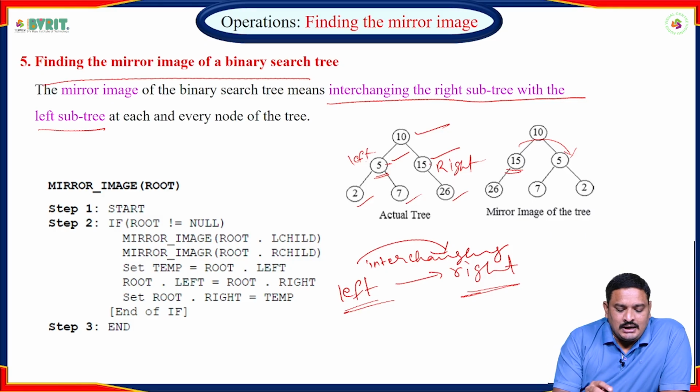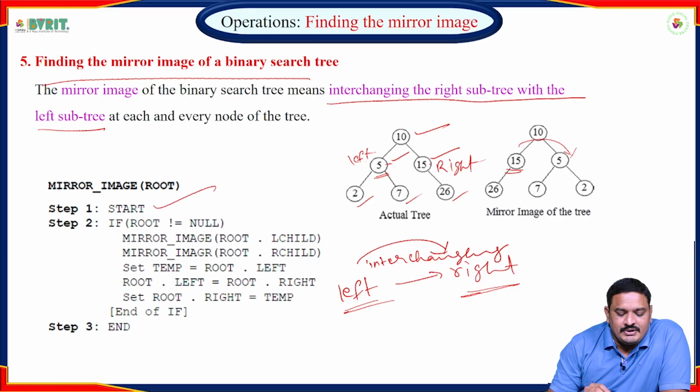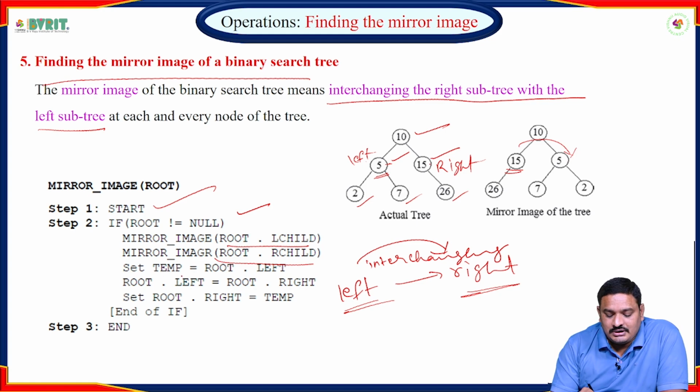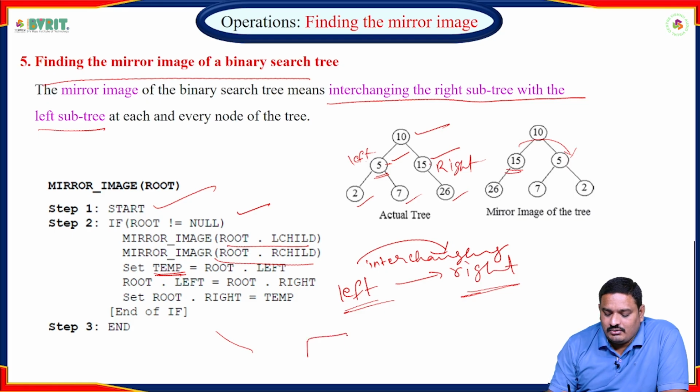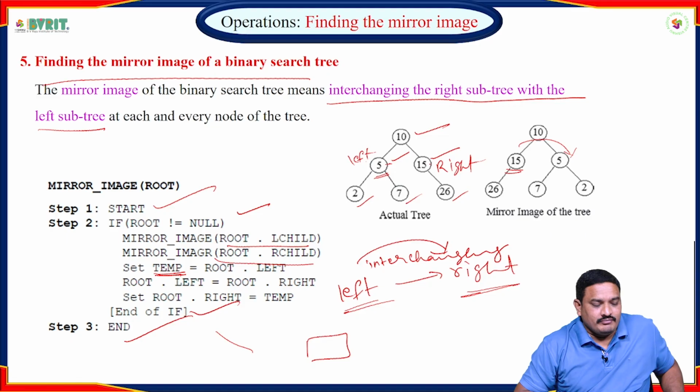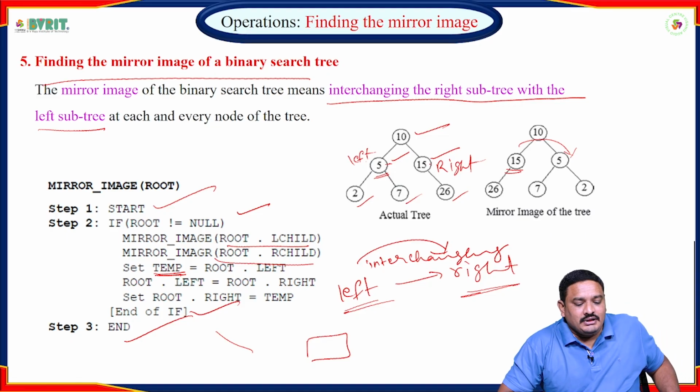This is the algorithm for mirror image. First step is start. Second step: if root is not equal to null, the mirror image of the left side will be the right child tree. We create another temporary node: set temp equal to root.left, root.left equal to root.right, and then set root.right to the temporary node. This is the end of the entire algorithm for finding the mirror image of a binary search tree.